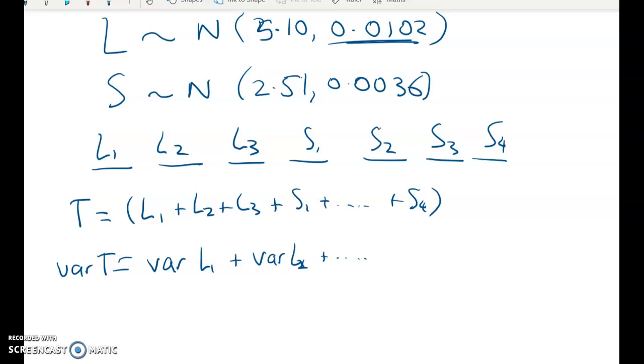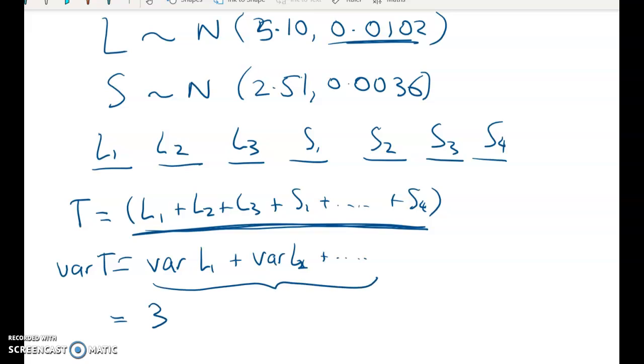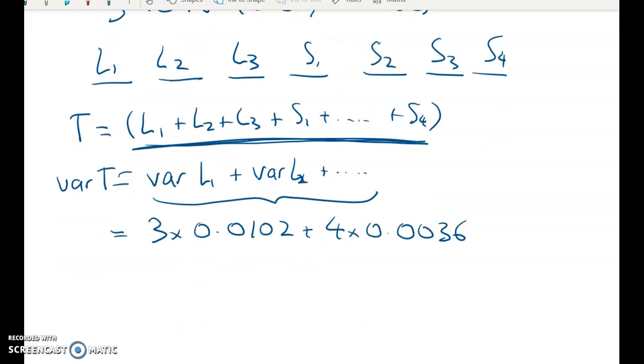But in general, if we're in an A-level problem and we're finding the total and it's the sum of random variables, then the variance is just going to be 3 times the variance of the large ones plus 4 times the variance of the small ones. And that gives me, what do we get? We get 0.045 for that.